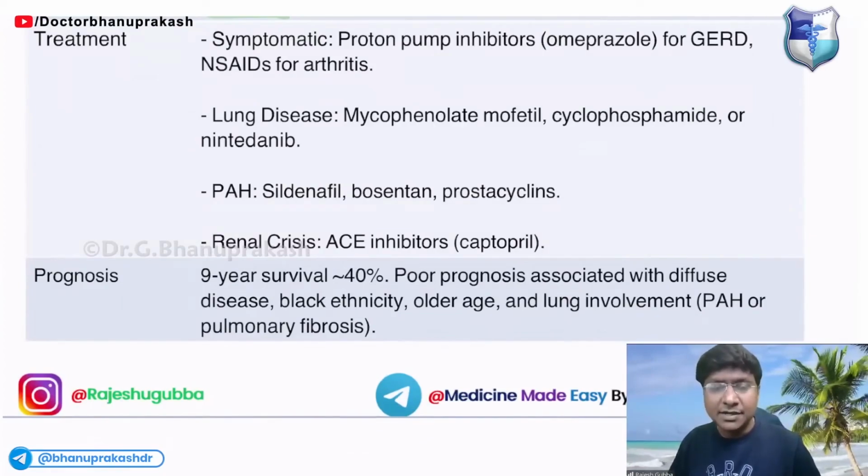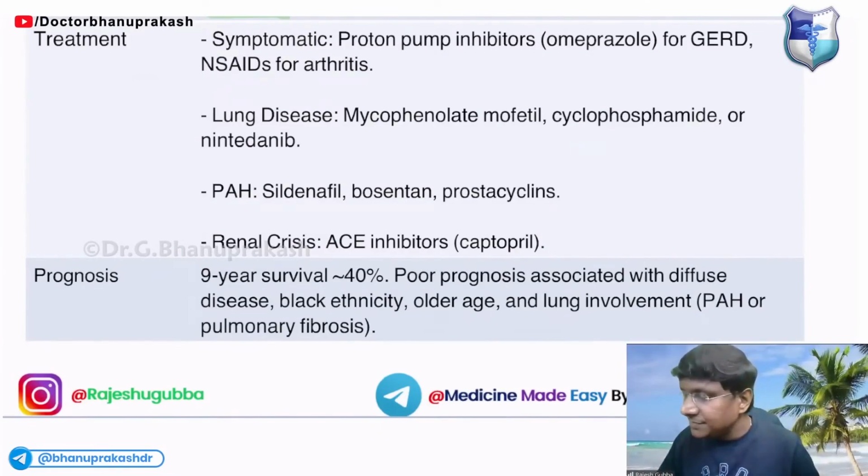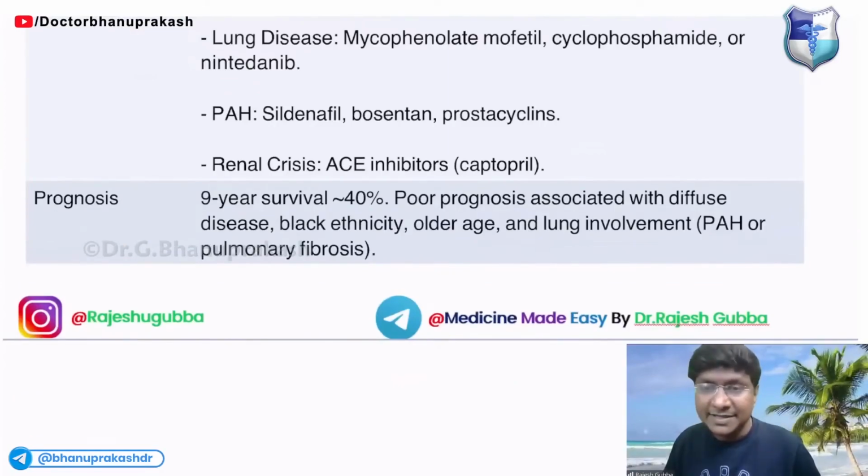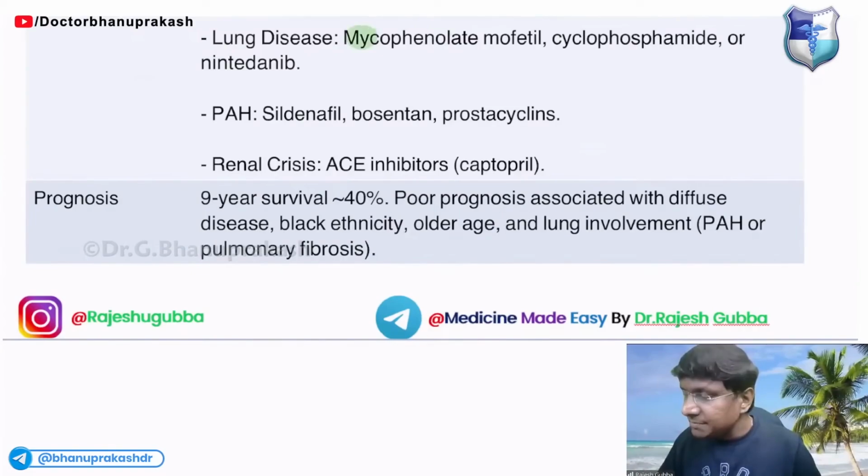The other treatment options are, because these patients are having dysphagia, GERD is there. So you need to give proton pump inhibitors. That is mainly for GERD. These patients, if they have arthritis, you need to give NSAIDs. And as I have said, ILD will be there. And for that particular ILD, the drugs that you should give are mycophenolate mofetil, cyclophosphamide, or nintedanib.